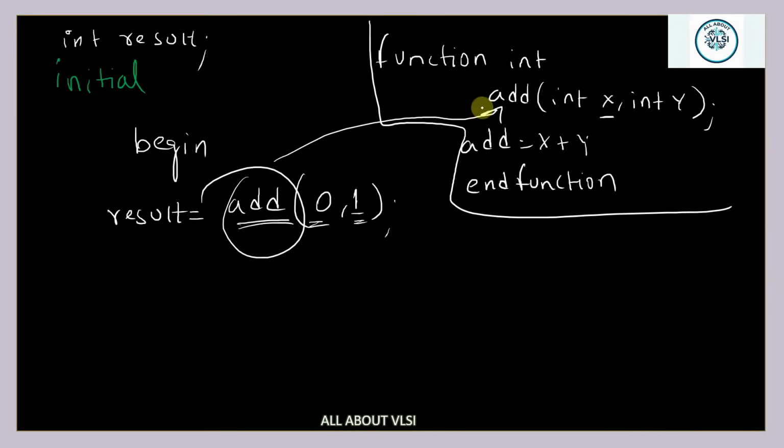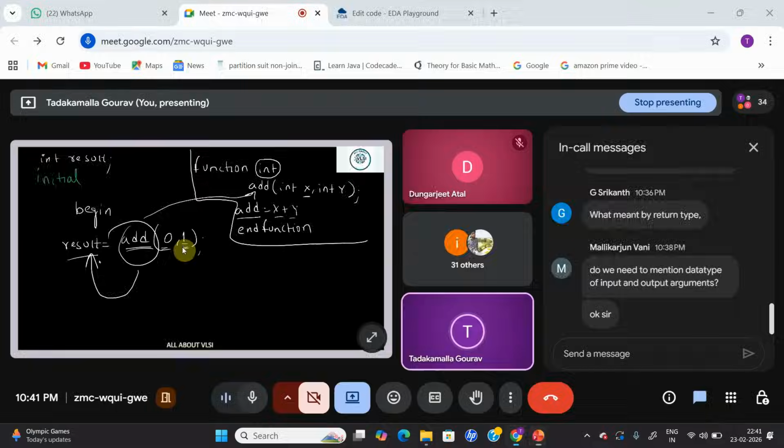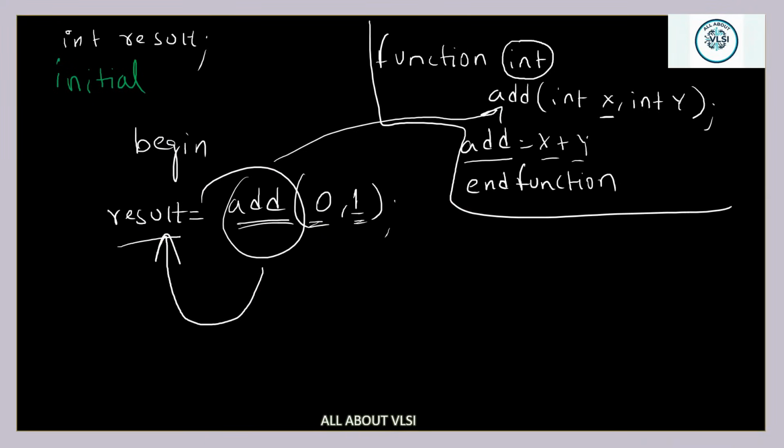Now, what is this function going to do? It is going to add these two numbers x and y, and the resultant will be stored in this particular variable add. Whenever I call this function, it is going to return me a value of data type int, which I am going to store on the LHS, which is nothing but my result.